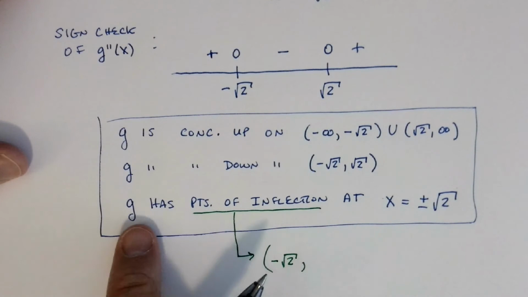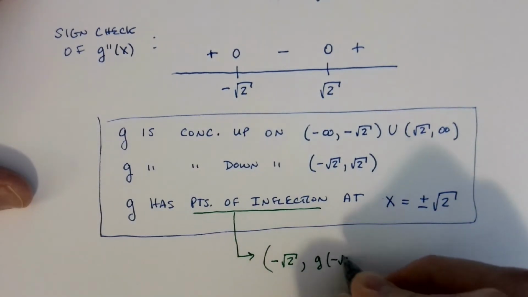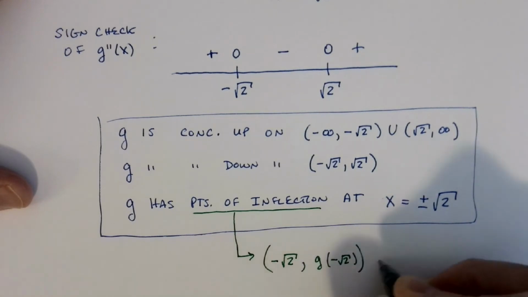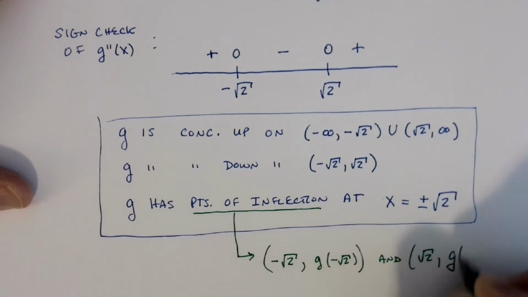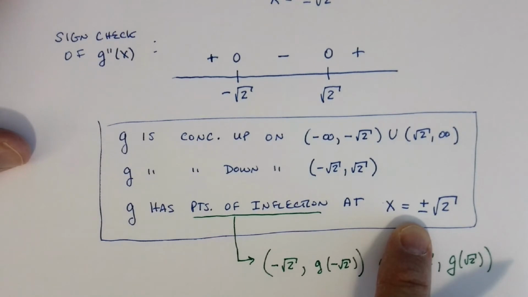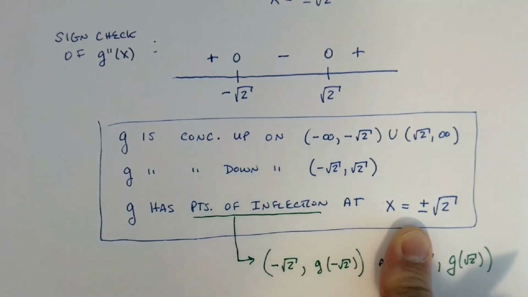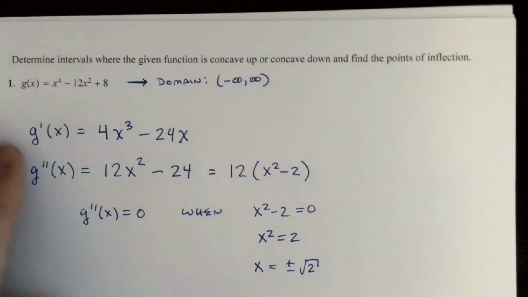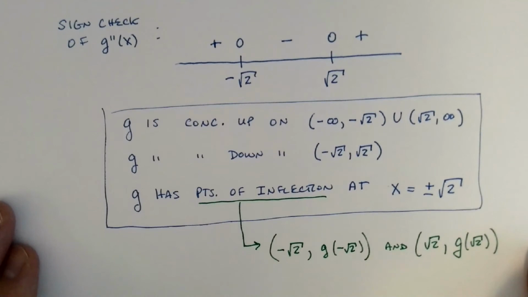Points of inflection on g, I plug into the function g. So g of negative square root of 2. And the other one would, of course, be square root of 2, comma, g of square root of 2. You want to actually find the point, the xy coordinates. But I'm typically interested in just the location. If you need to find the actual point, then you have to go back to the original function and plug into that to find the actual point.